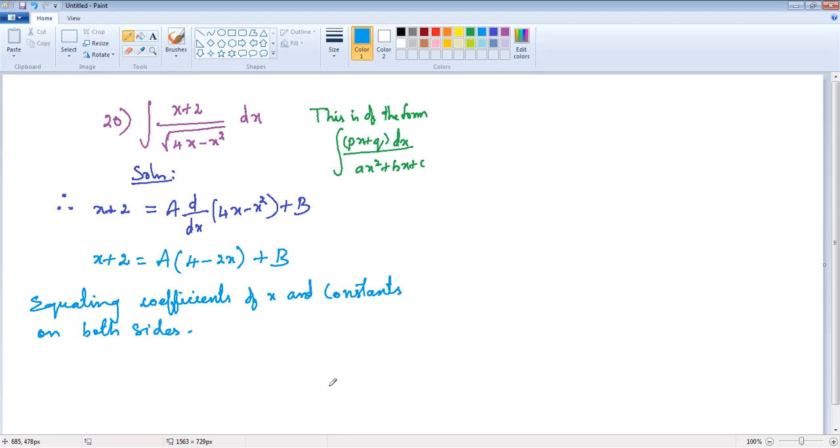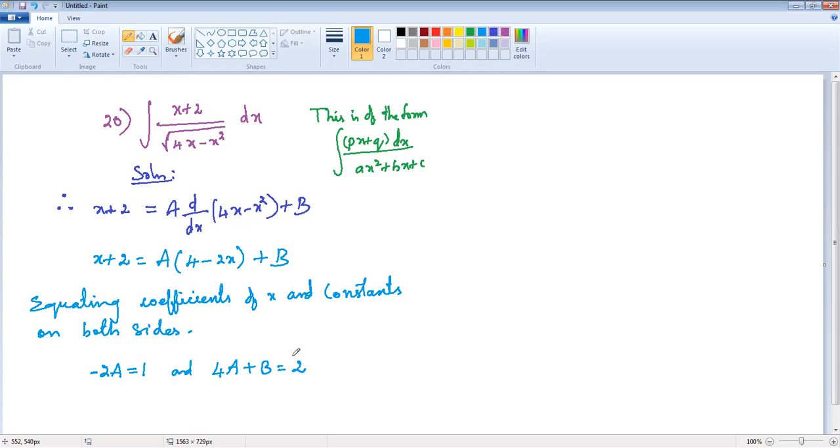So these are the important steps in this kind of problems, and the rest of it you can do easily, as you have already learned it. So this is the thing you are learning new in this method. Okay, so you get the coefficient of x on the right side as minus 2a, and on the left side it is 1, and you equate the constant: 4a plus b is equal to 2.